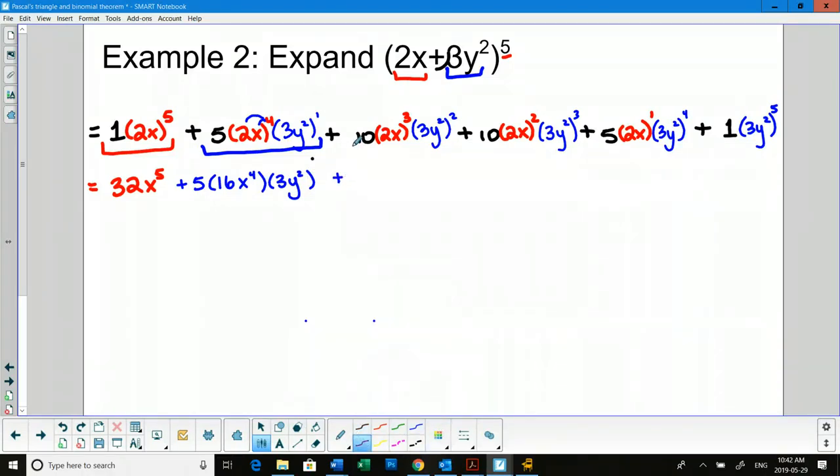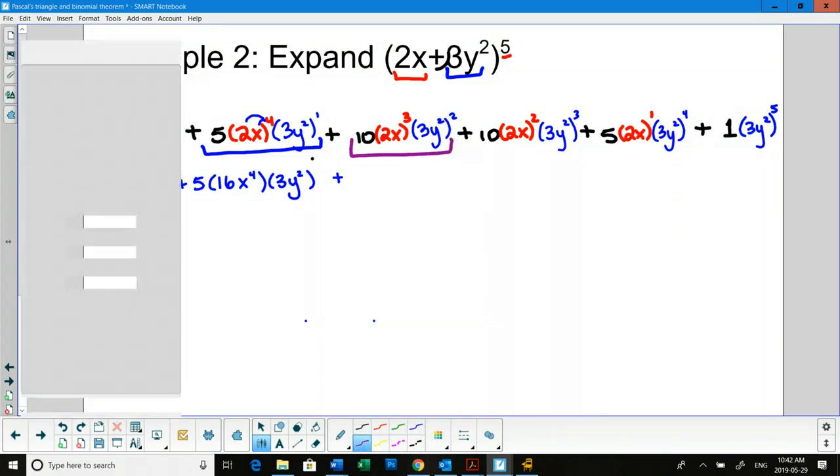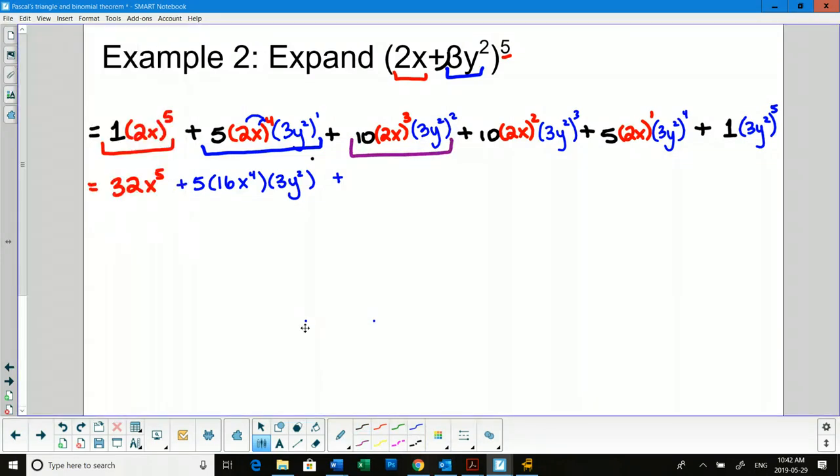Okay, next term, do this one in purple. 10's going to hang out for a couple minutes here, and I want to do 2 cubed and x cubed. That gives me 8x cubed. And then I want to do 3 squared and y squared squared. What happens when I do an exponent of an exponent? What do I do with those?